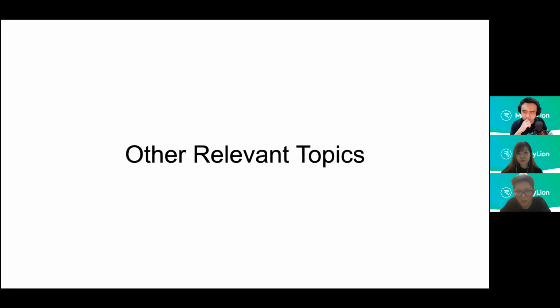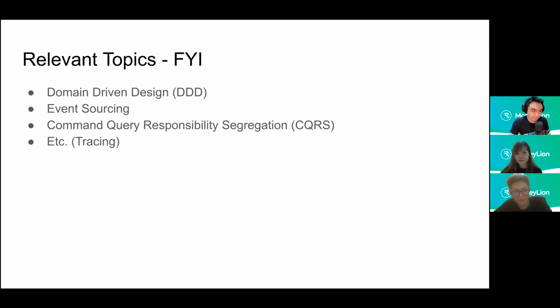Not sure whether I have some time. I think I still have some time, so let me just cover the last part. These are some relevant topics, and I think each of them could be a talk of its own. I just want to briefly go through them because they might help you in designing your event-driven architecture. Some of them are domain-driven design, event sourcing, and command query responsibility segregation.